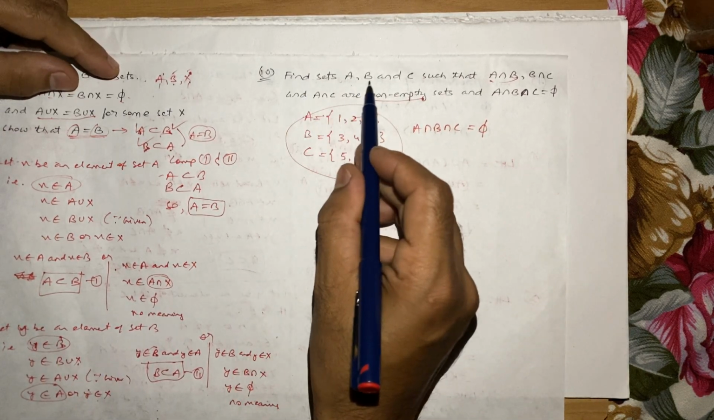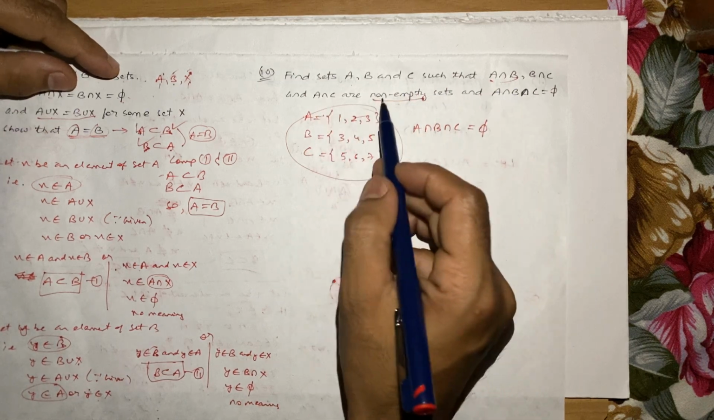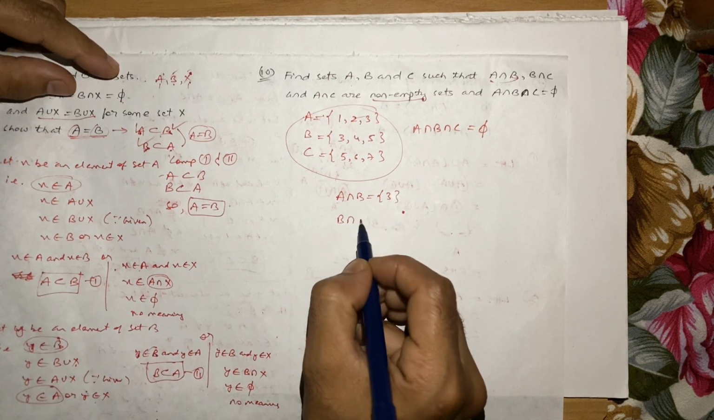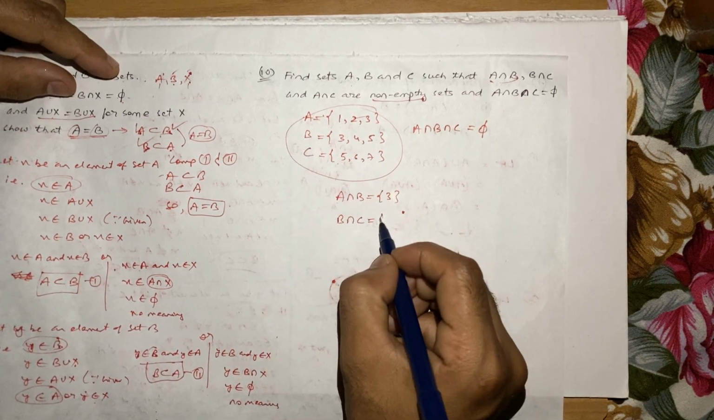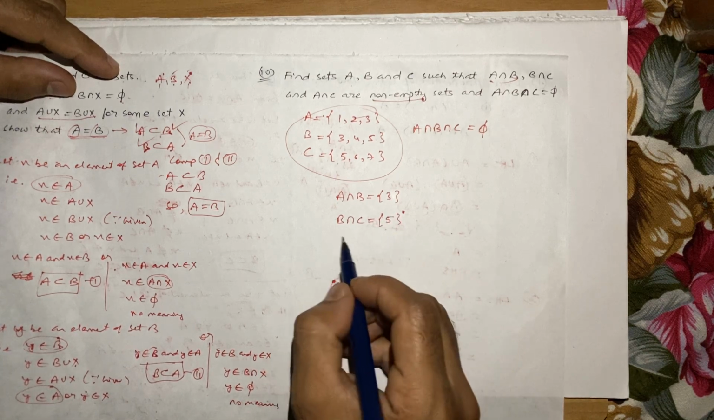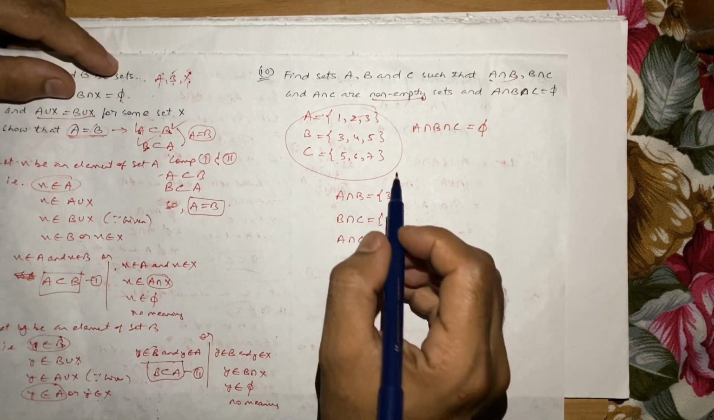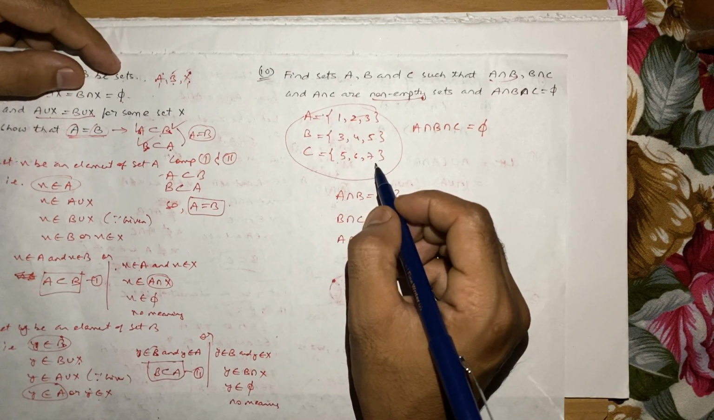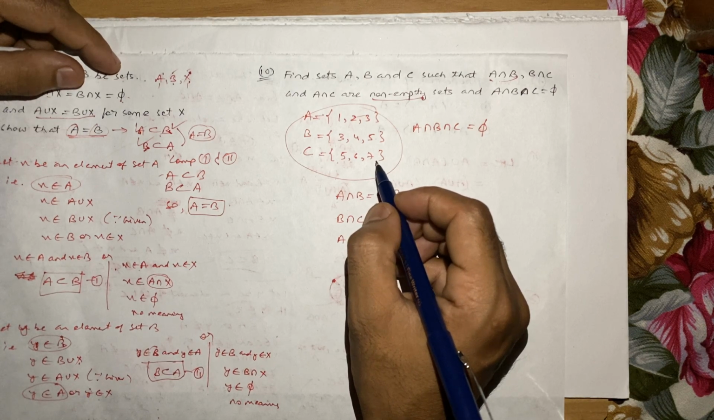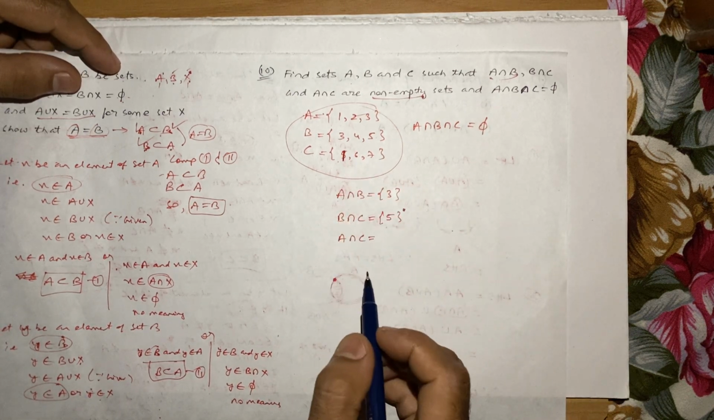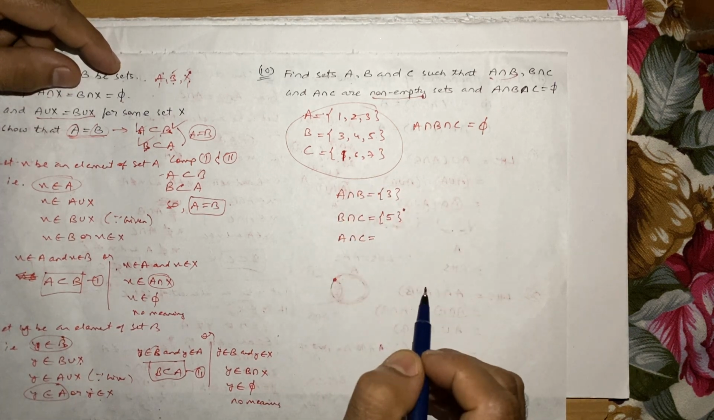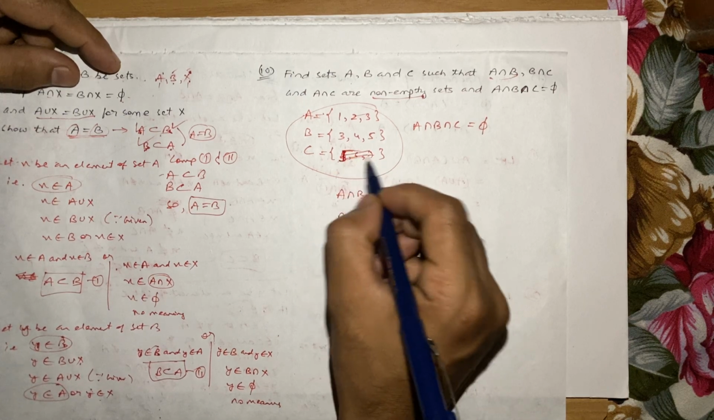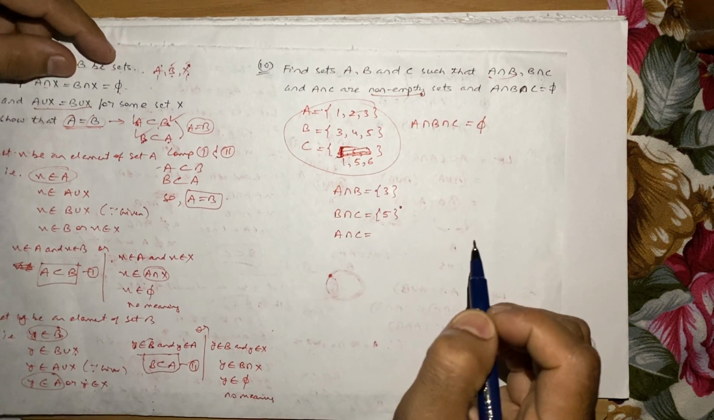Here let's check, find sets A, B and C such that this and this are not empty. A intersection B is what? 3. B intersection C is what? The common element is 5, and A intersection C should also have some common elements. Let's check A intersection C, is there anything common? Let's say this is 1, 6 and 7. Or let's say this is 5. And this is 5, 6, 1, 5 and 6 are the elements in this way.